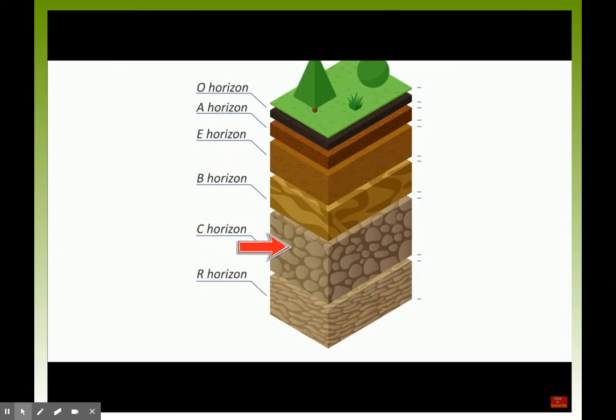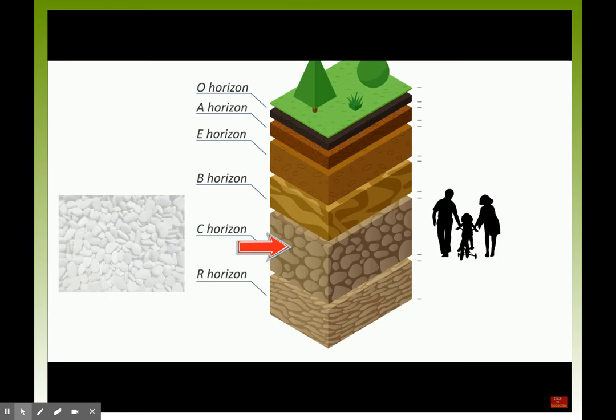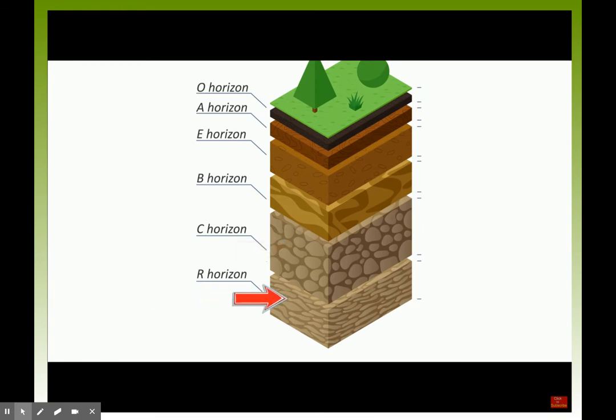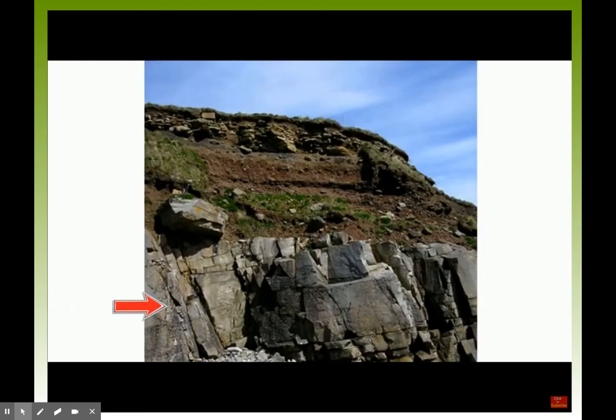C horizon is the parent material. This layer contains much of the material that the soil was originally made from. It will contain rock fragments. Weathering breaks down the parent rock into smaller and smaller pieces of rock, and this layer is most often light in color. And then horizon R is the bedrock, a massive rock such as granite, basalt, quartzite, limestone, or sandstone that forms the parent material for some soil.